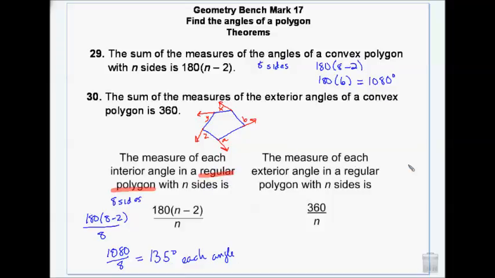And then if we have a regular polygon here, and we want to figure out the exterior angles, again, they're the same, so if we have a regular octagon, we would take that 360 and we would divide it by 8. So our external angles in an octagon are all 45 degrees. So the interior ones are all 135 and the exterior ones are all 45.